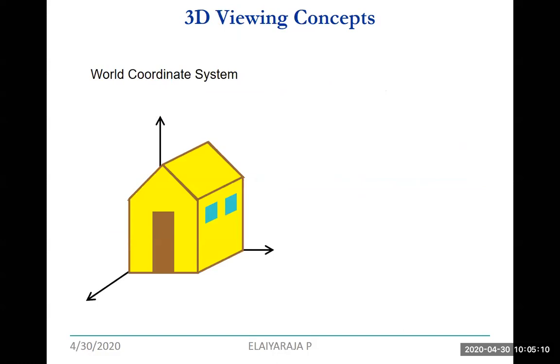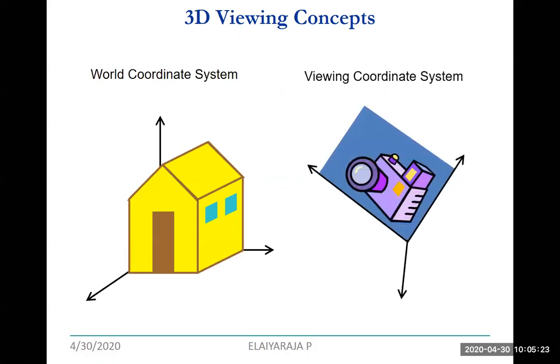Okay, so in 3D viewing concepts, you first look into the world coordinate system, then you convert to the viewing coordinate system with respect to your X, Y and Z viewing coordinate values. From these you change to the viewing coordinate system.